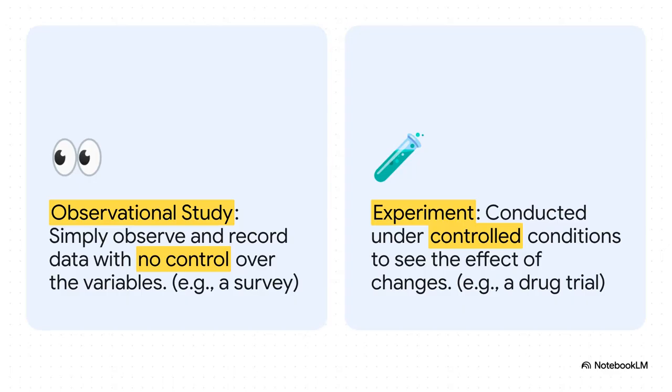But what happens if the data you need just doesn't exist yet? Well, you can conduct an observational study. This is like being a detective on a stakeout. You just watch and record what's happening without interfering. A survey is a great example. Or you can run an experiment. This is where you get hands-on. You go into a controlled setting and you intentionally change something to see what effect it has, like a drug company testing different dosages in a clinical trial.